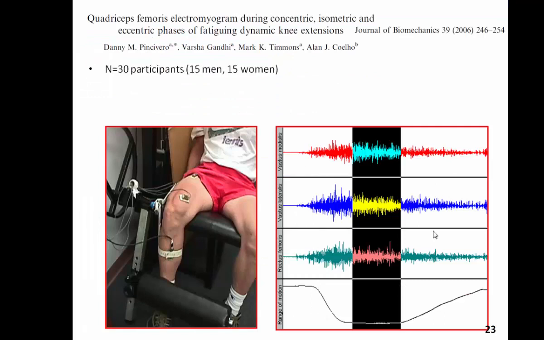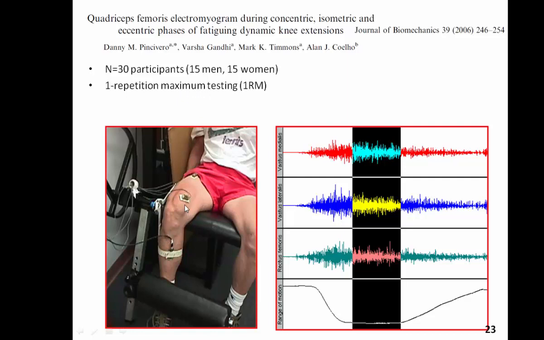This is another study that sought to examine, instead of isometric contractions, dynamic contractions. So 30 participants, 15 men, 15 women, were recruited into the study, and instead of performing that maximal isometric voluntary contraction, the participants were evaluated for something called a 1 repetition maximum for a single leg knee extension task.